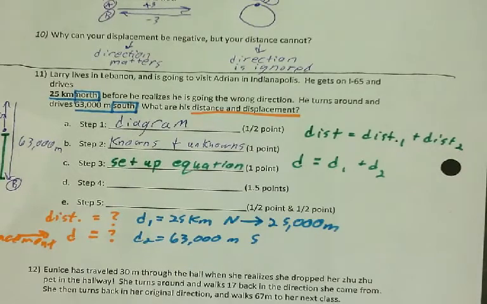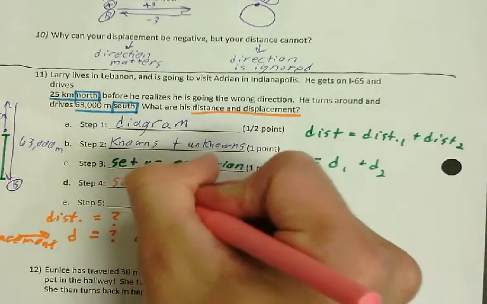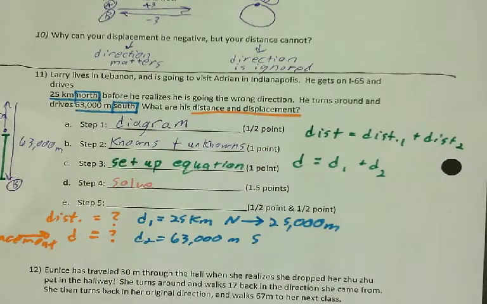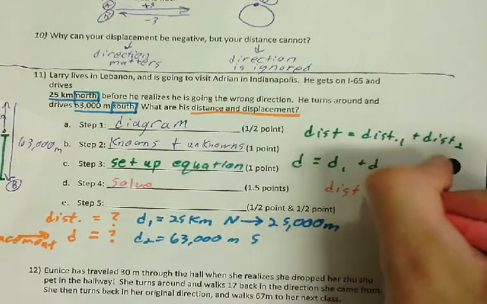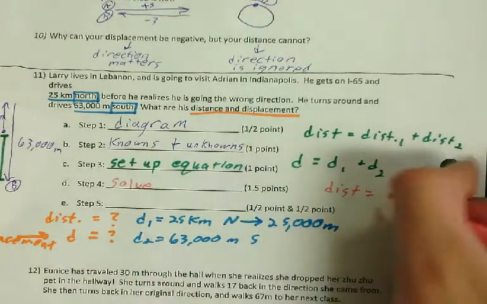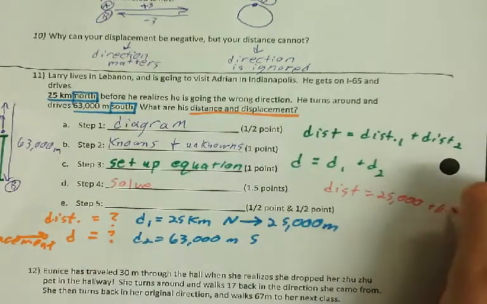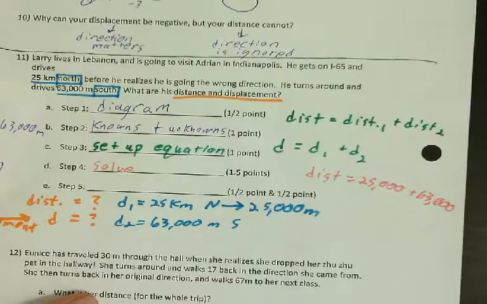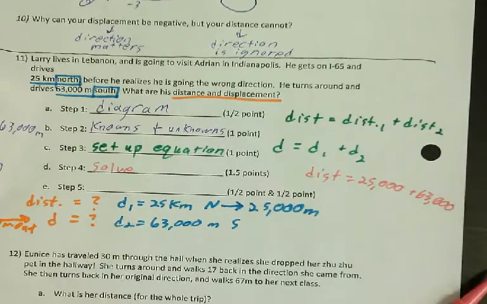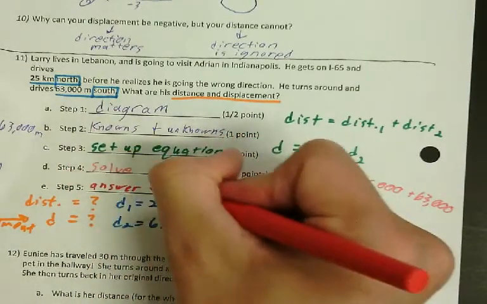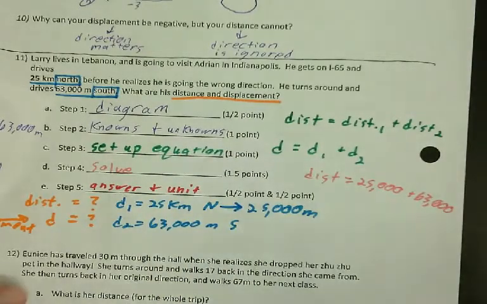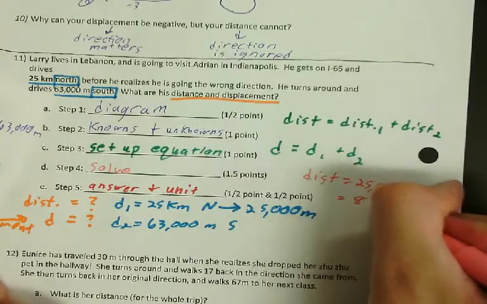Okay, step 4 is solve. Now we're going to plug in my numbers to get an answer. So my distances were 25,000 plus 63,000. Sorry, I'm going kind of curvy on these. Which brings us to our last step, which is get the answer with the unit. So 25,000 plus 63,000 is 88,000.